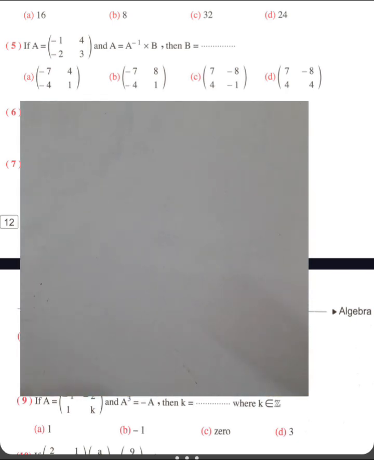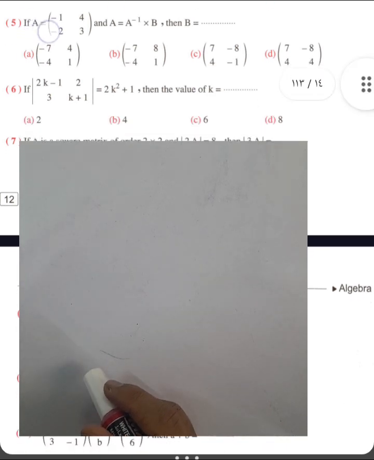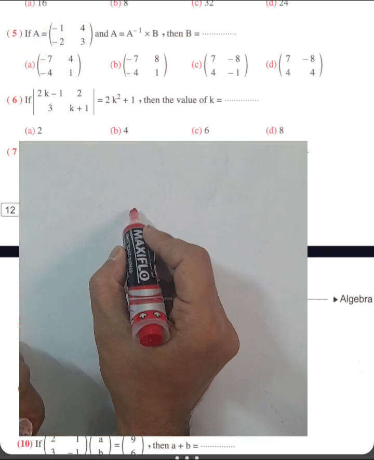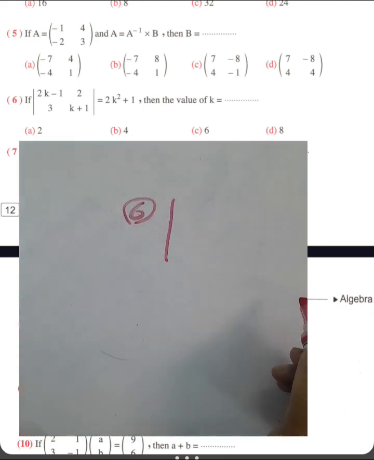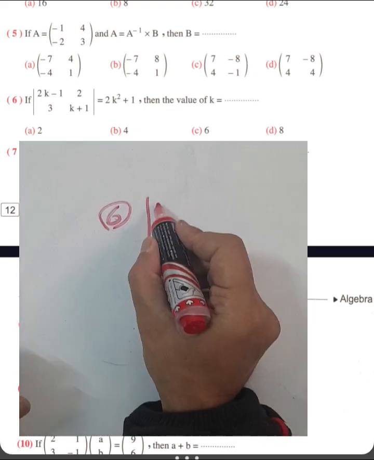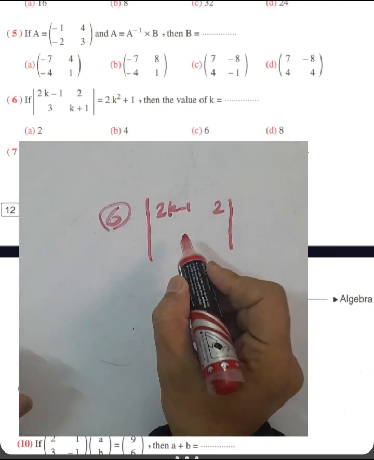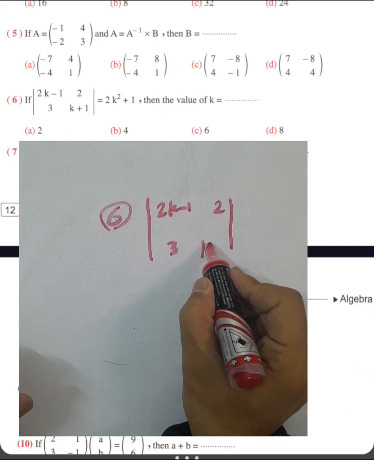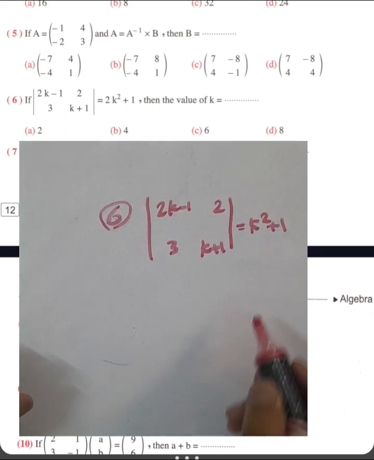Okay, question number 6. If the determinant of 2k minus 1 and 2, and 3, k plus 1 equals k squared plus 1.